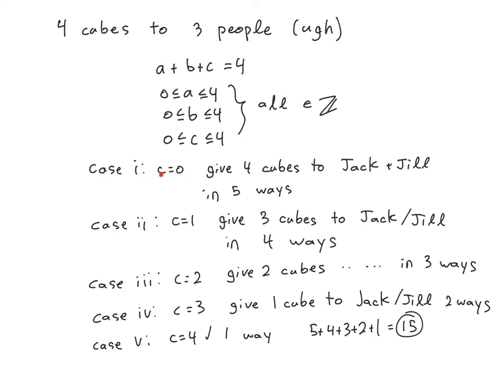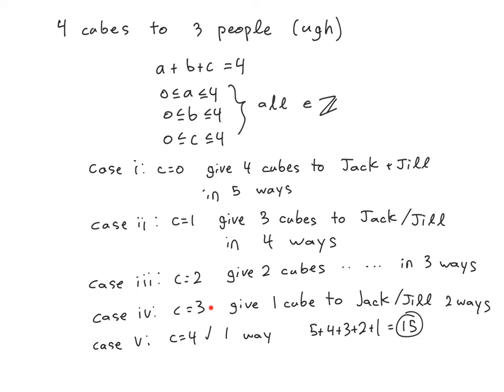Either we give no cubes to Pat, in which case we distribute the cubes between Jack and Jill, and we saw before there are 5 ways to distribute 4 cubes between them. Likewise, we could give Pat exactly 1, and then there are 3 cubes left over, and there are 4 ways to distribute that between Jack and Jill. We're breaking up into cases based on how many cubes we give to Pat. If we give Pat 2 cubes, then there are 2 cubes left over to give to Jack and Jill, and there are 3 ways to do that.